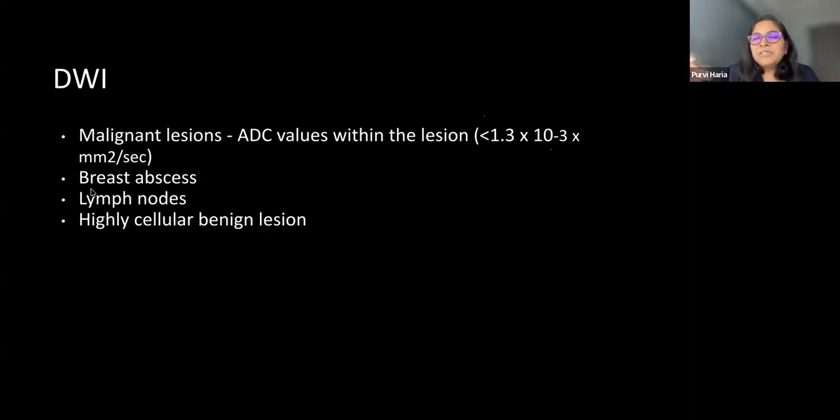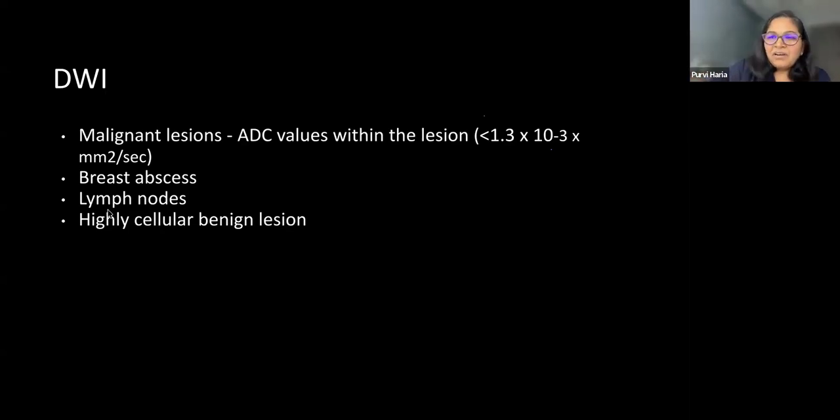Same goes with the abscess. An abscess is a kind of necrotic collection where there is less movement, so we see diffusion restriction in abscess. Normal lymph nodes also show diffusion restriction because they are compactly placed as lymphoid tissue. And highly cellular benign lesions, sometimes very small, very cellular benign fibroadenomas, also show diffusion restriction.